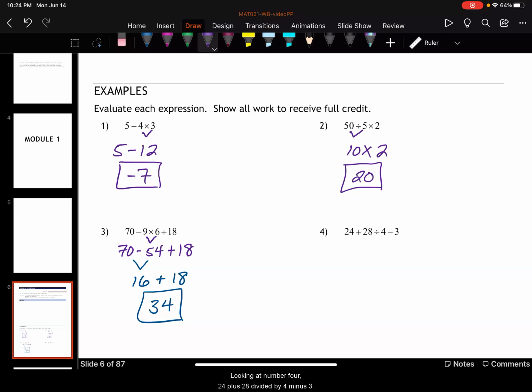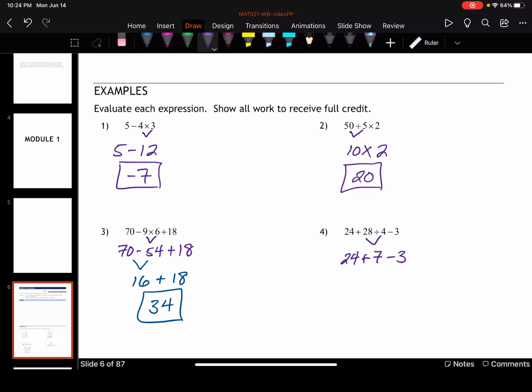Looking at number 4, 24 plus 28 divided by 4 minus 3. We're going to do our division first because in our steps, multiplication and division come before addition and subtraction. So we would end up with 24 plus, and then 28 divided by 4 is 7, minus 3.